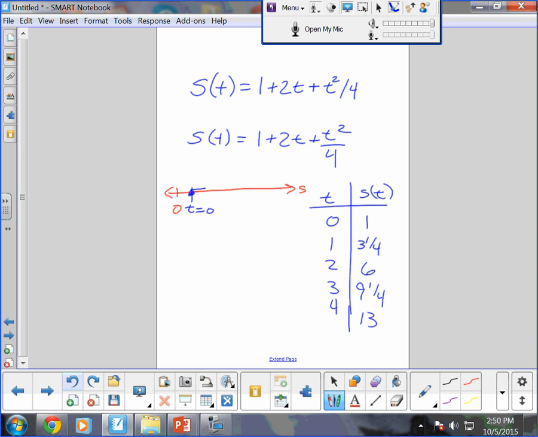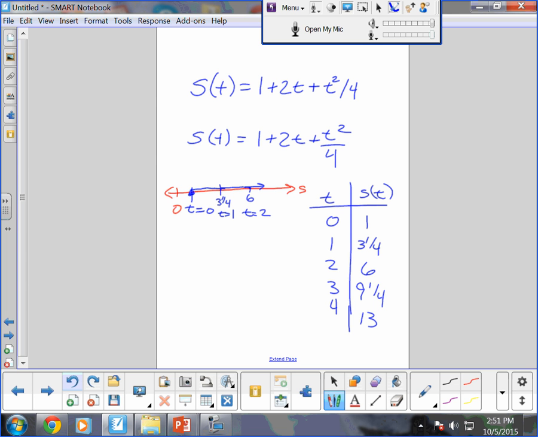Then it just starts traveling. And this is definitely not to scale. Here's 3 1/4 at time 1, and here is 6 at time 2. And this particle is just traveling to the right. Now, the one thing we know, since it's t squared, what's happening when t gets really big? It's getting huge, right? Even though you're dividing by 4, eventually this particle really starts flying along.